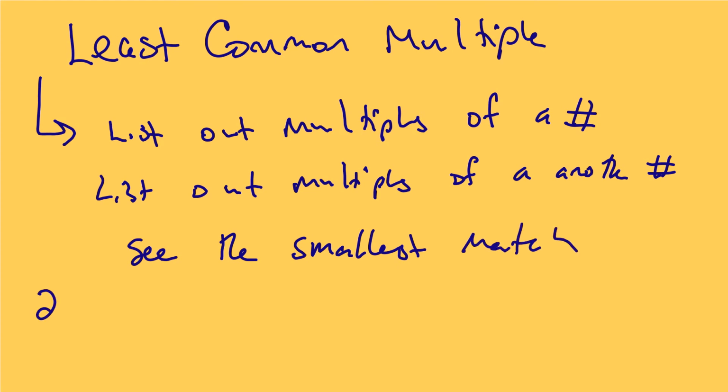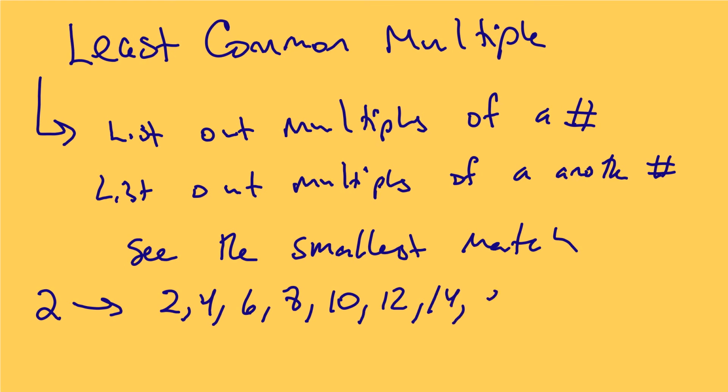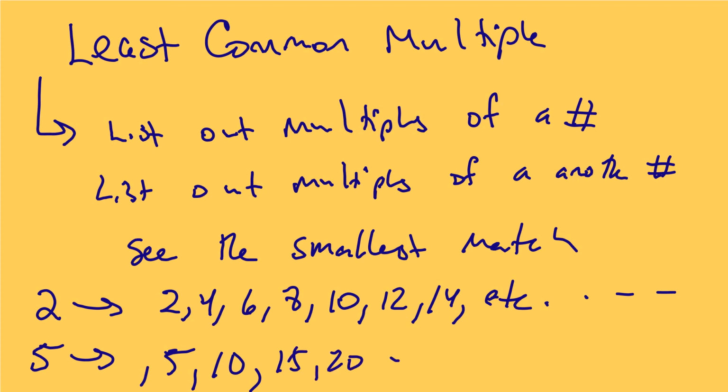For example, if I had 2, the multiples of 2 are 2, 4, 6, 8, 10, 12, 14, etc. It goes on forever. If I had 5, the multiples of 5 are 5, 10, 15, 20, goes on forever. See how 10 is the smallest number in common? That means that if these were the bottoms of fractions, 10 is the least common multiple. I would have to make them both denominators 10 in order to combine them. Or in our case, we're going to multiply everything by 10 to make all the fractions disappear in one step.